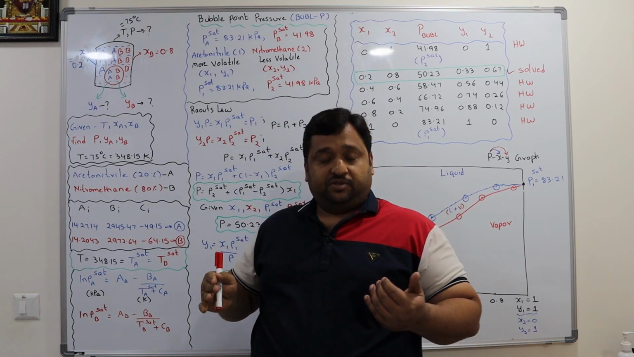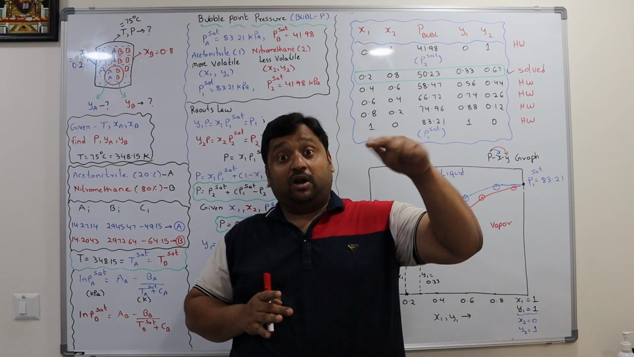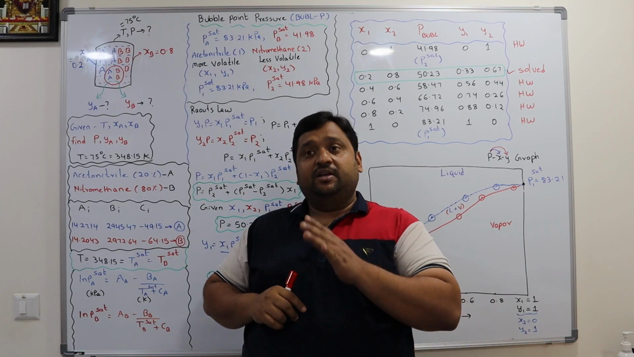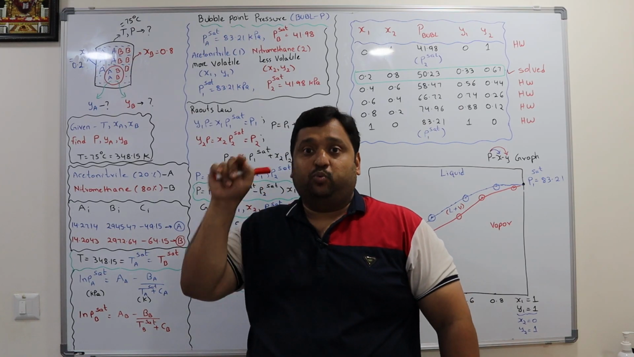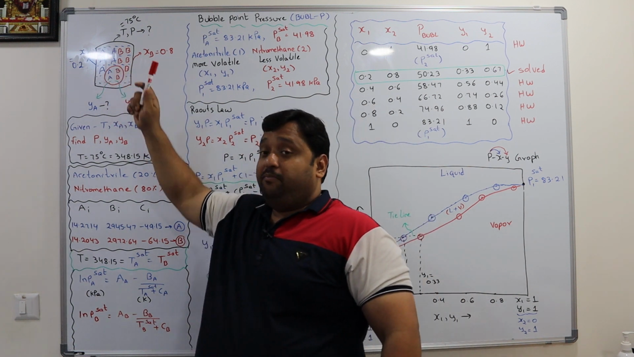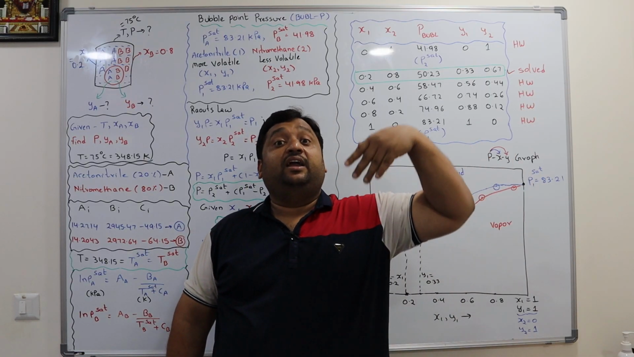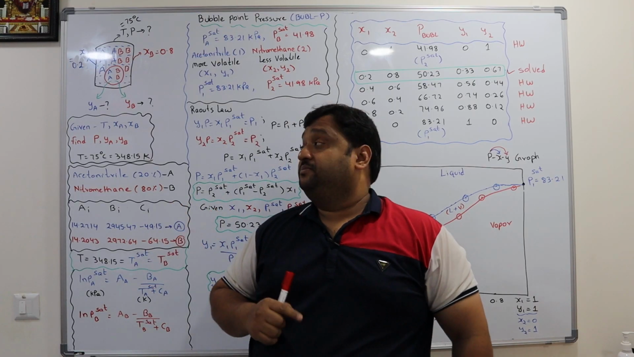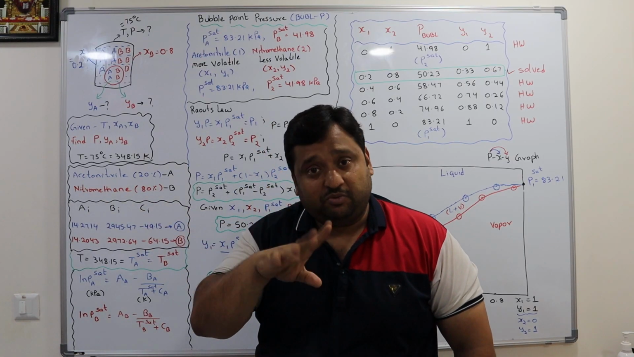In many books, people denote components with symbols. For example, for a binary system, the more volatile component is designated by the number 1, and the less volatile component by the number 2. So if you follow any book, you will see not A and B but 1 and 2, where 1 denotes the highly volatile component and 2 the component with low volatility. So let us see, among acetonitrile and nitromethane, which one is highly volatile and which one is less volatile.